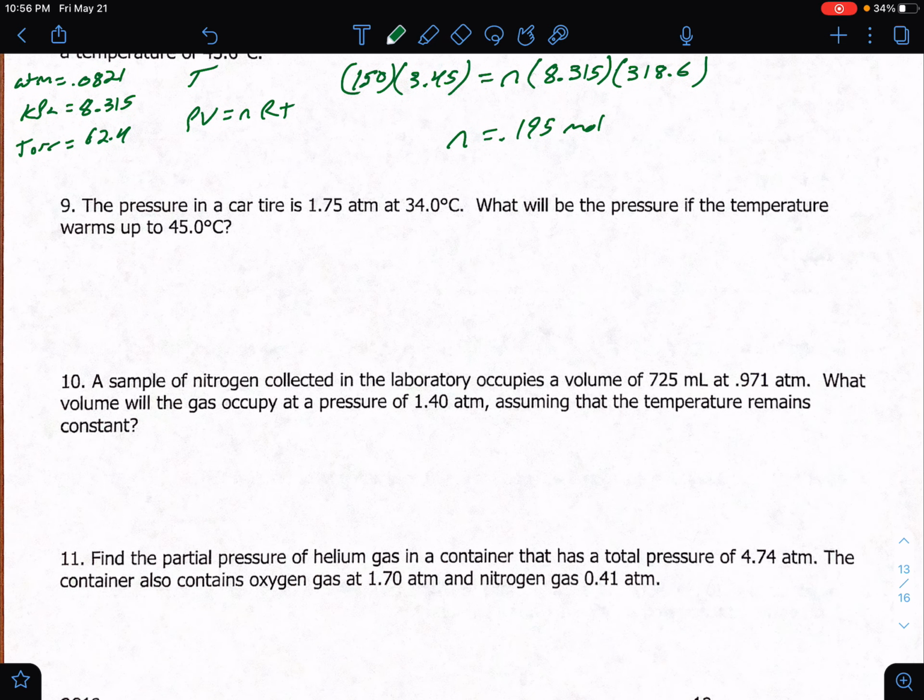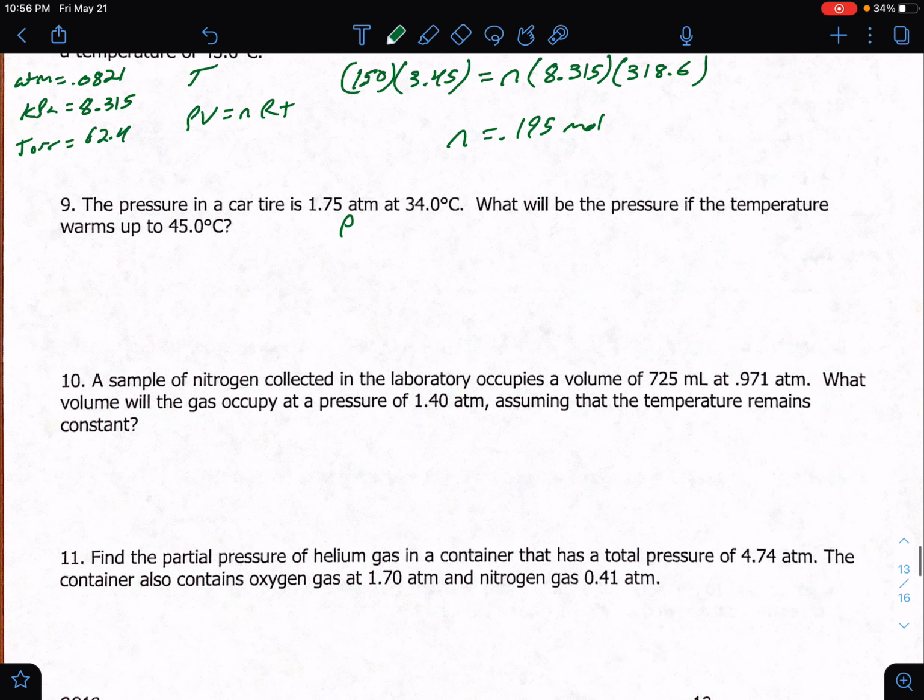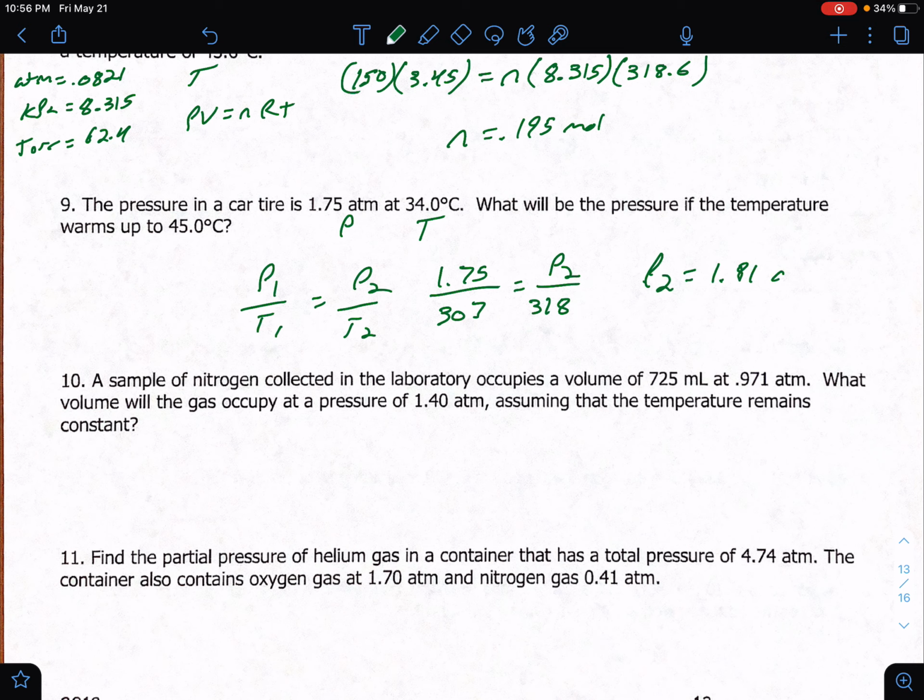Okay, number 9, the pressure in a car tire is 1.758 atmospheres at 34 degrees Celsius, so I'm given pressure and temperature. What will be the new pressure if the temperature rises to 45 degrees Celsius? So I'm doing pressure and temperature, so this is going to be P1 over T1 equals P2 over T2. Okay, pressure is 1.75. Temperature, I'm going to add 273, so that gives me 307. Okay, pressure 2, I don't know, I'm going to leave as P2. And temperature 2, I'm going to add 273, and that's going to be 318. Cross multiply and divide, and you should get a pressure 2 of 1.81 atmospheres.